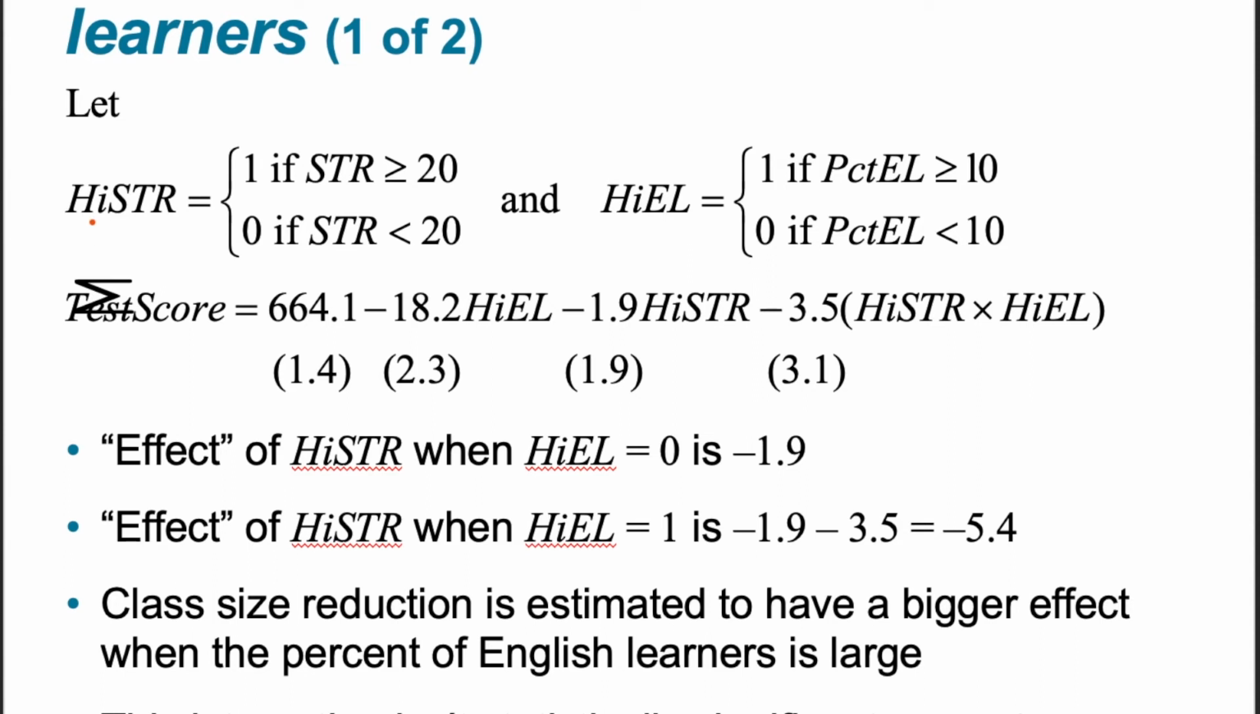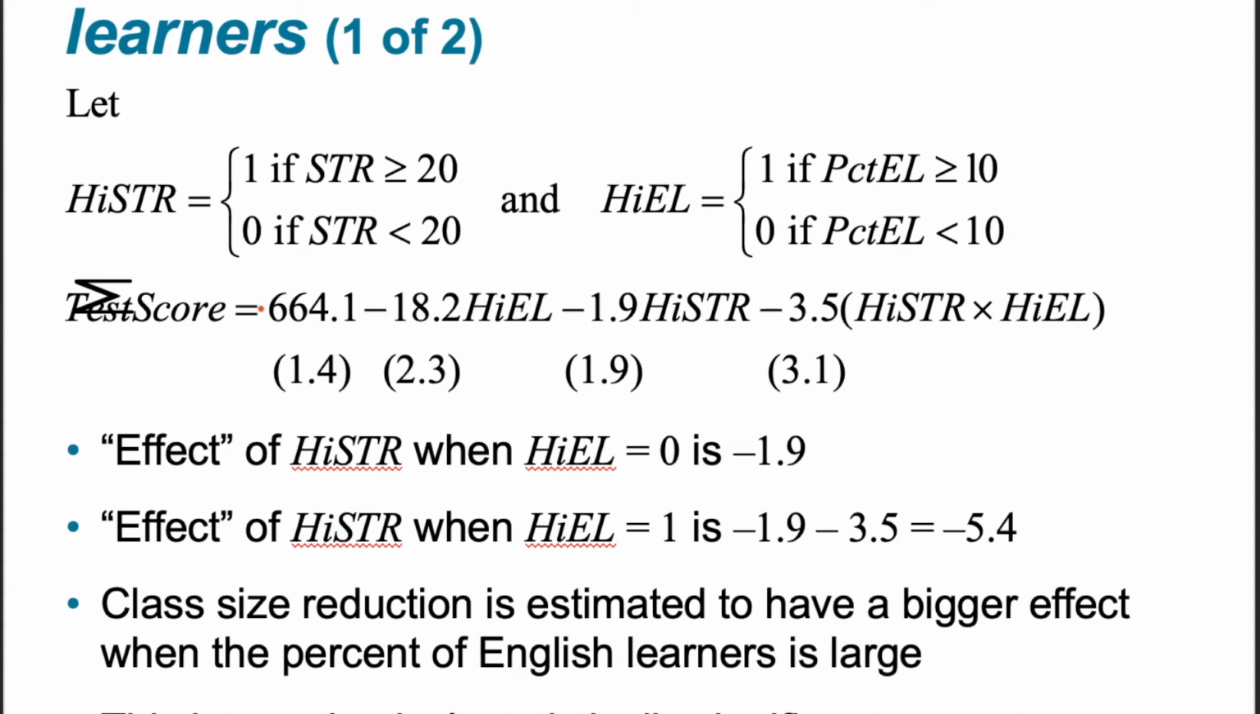Define the dummy variable high STR, which is equal to 1 if the student-to-teacher ratio is greater than or equal to 20, and equal to 0 if the student-to-teacher ratio is less than 20. Define the dummy variable high EL, which is equal to 1 if the percent of students learning English is greater than or equal to 10, and 0 if it is less than 10.